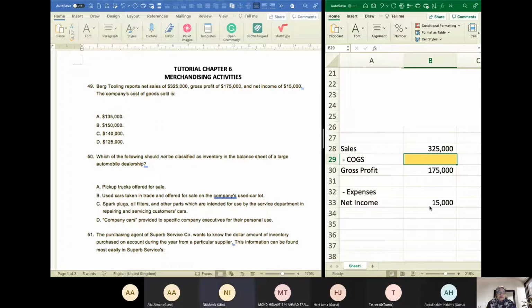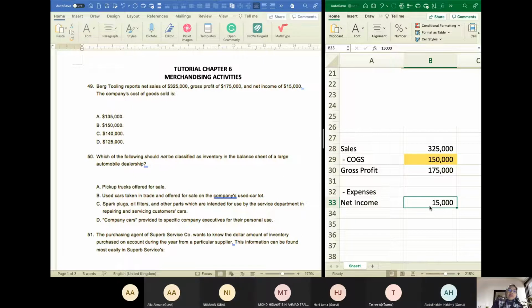Ma'am, sales minus gross profit. Yeah, so you just work backwards. 150,000. You only take that 150,000 to be your COGS. You do not take your net income, because net income needs these expenses. So in order to compute COGS, cost of goods sold, you do not need your net income information.